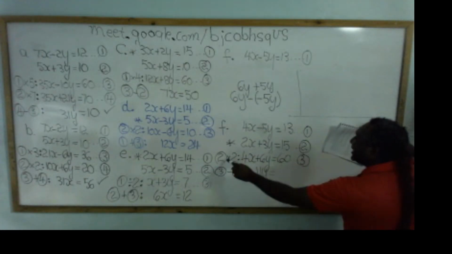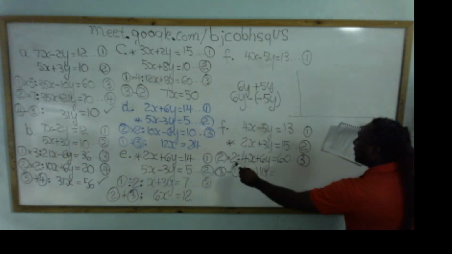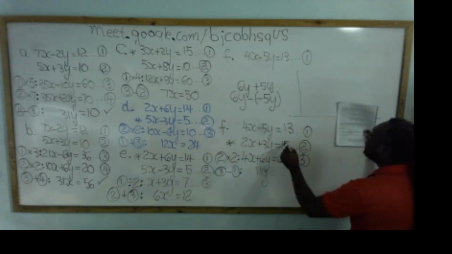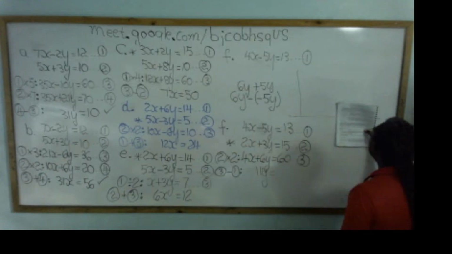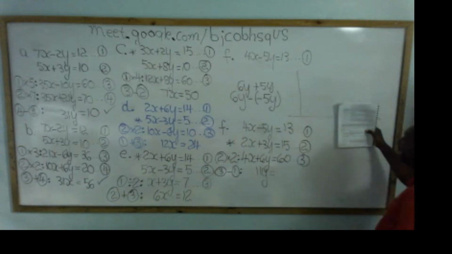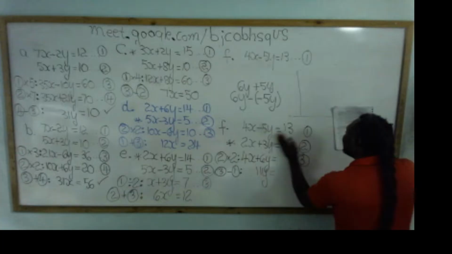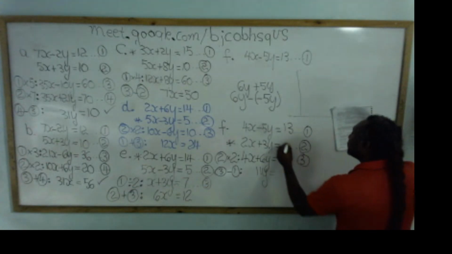Equation 2 multiplied by 2. What do we have? This should not have been 15. It should have been 5, is it? 2x plus 3y is equal to 5. It should not have been 15, but 5. So this should have been 5.